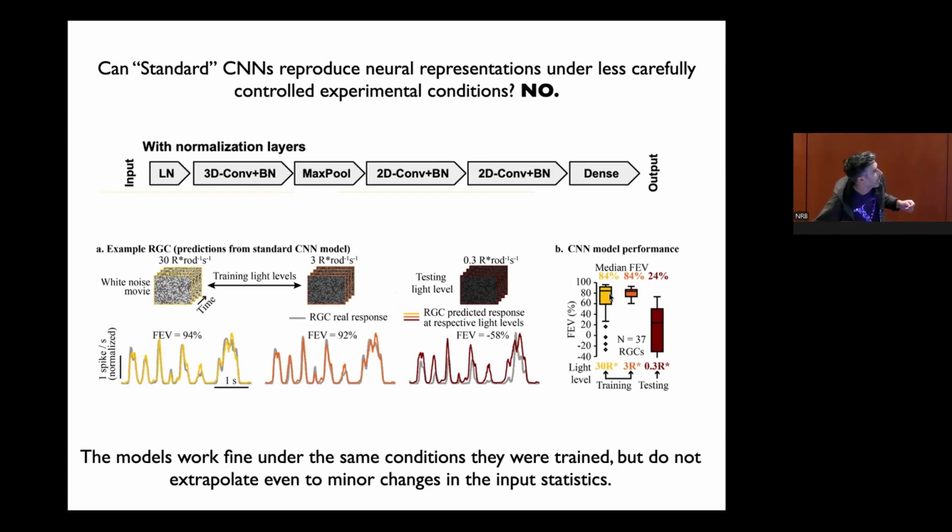Okay. And then these data over here summarize across all the ganglion cells in this data set. At the training light levels, you get in the 80% range for fraction explainable variance for doing predictions on new movies, not the segments used for training the model. And then at the new light level that the model doesn't know about, you do much, much worse, 24% FEV.